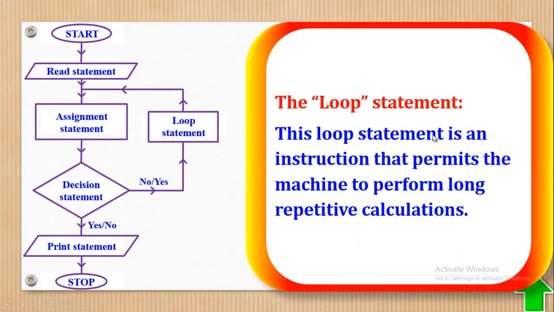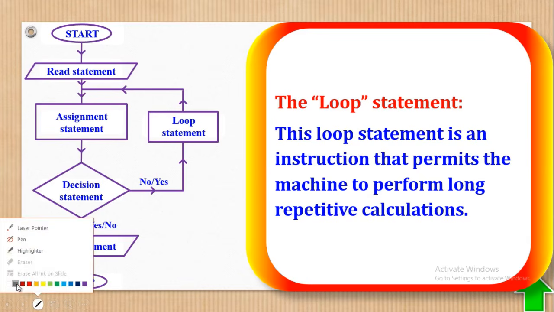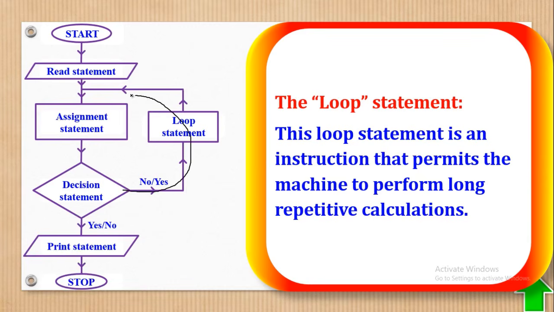So the loop statement is an instruction that permits the machine to perform long repetitive calculations. As you can see here, it keeps on repeating this assignment until you get what you want. Then when you get what you want, you can go to print and then stop.